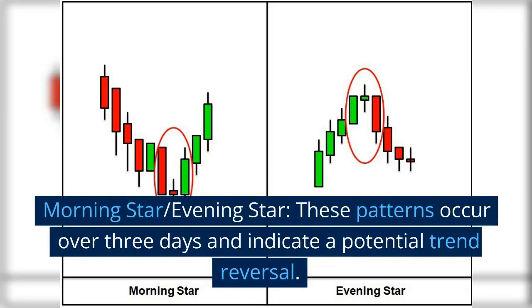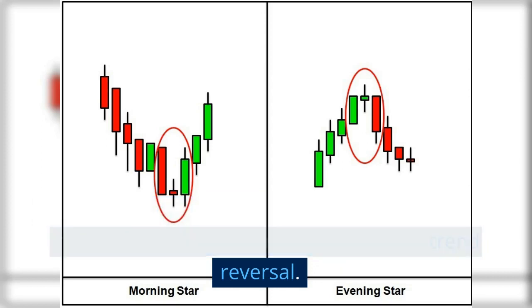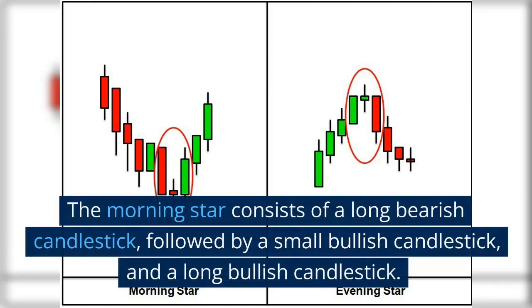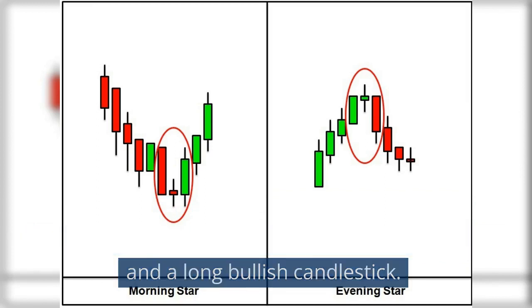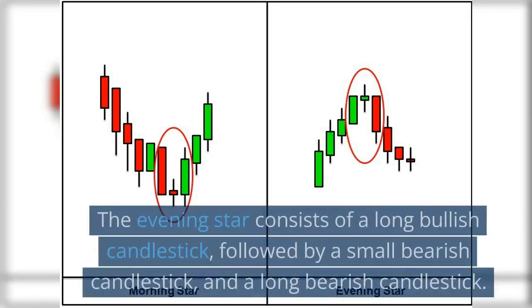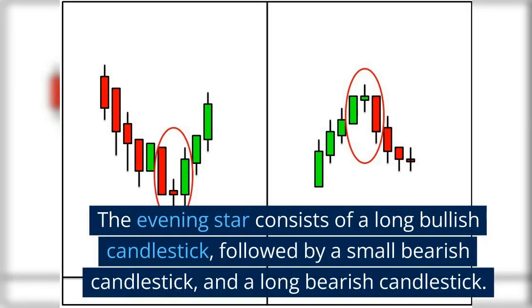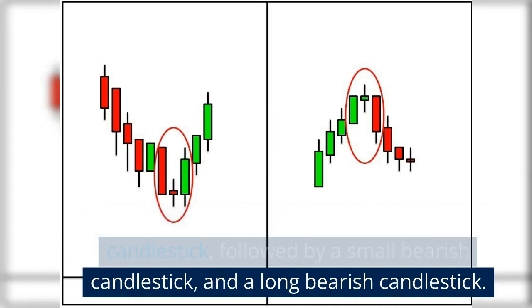Next is morning star or evening star. These patterns occur over 3 days and indicate a potential trend reversal. The morning star consists of a long bearish candlestick followed by a small bullish candlestick and a long bullish candlestick. The evening star consists of a long bullish candlestick followed by a small bearish candlestick and a long bearish candlestick.